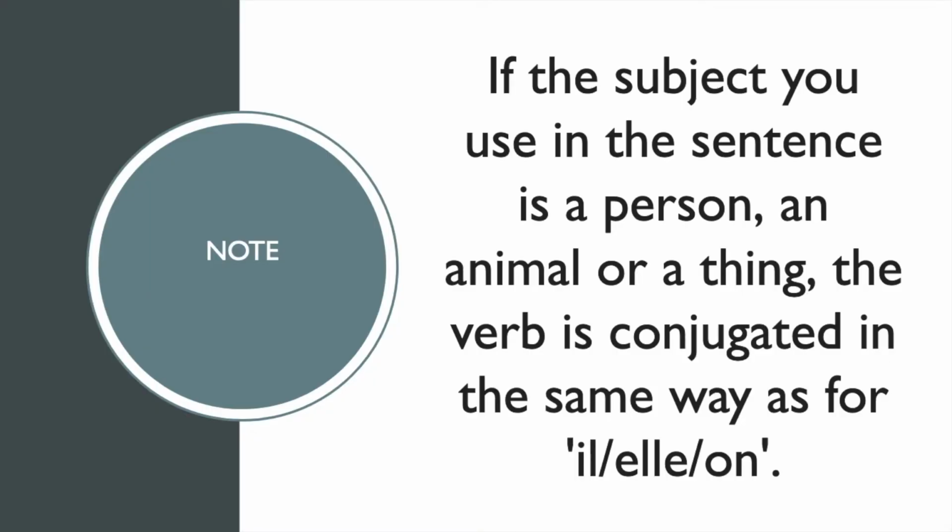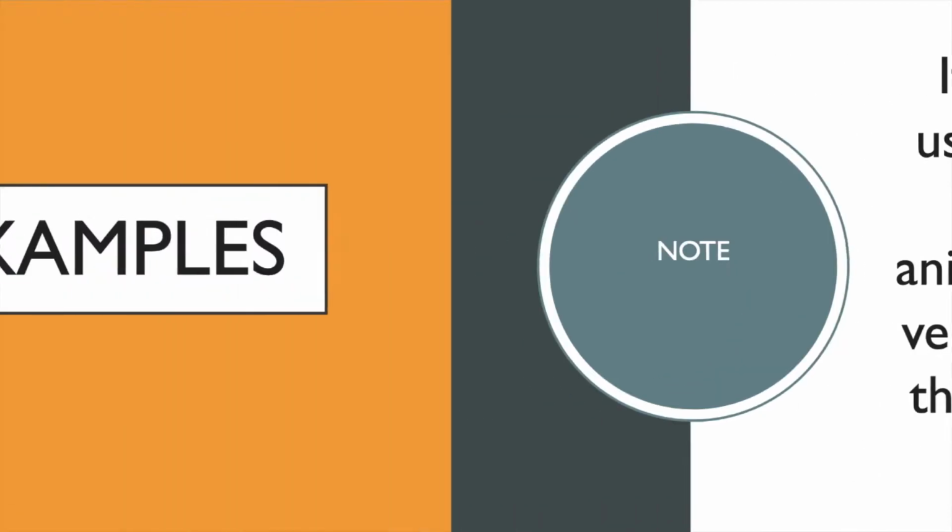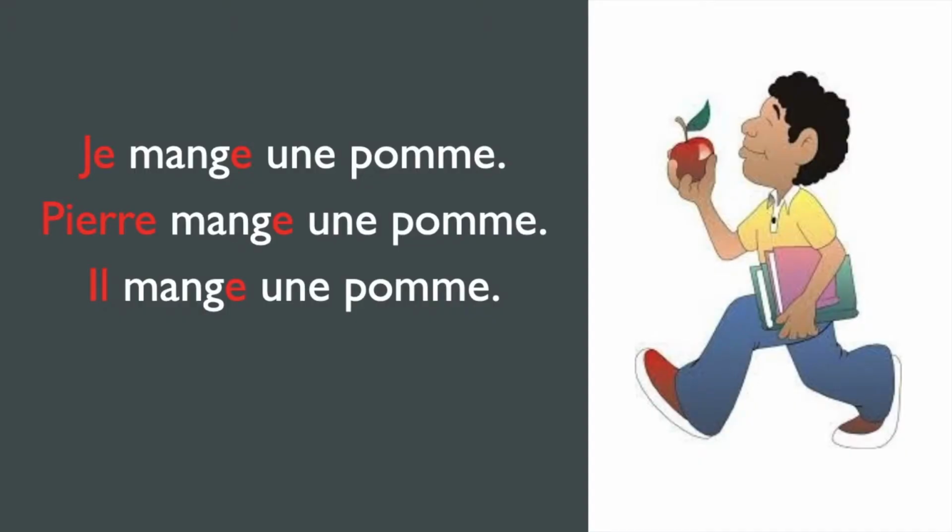Now, let's note that if the subject you use in the sentence is a person, an animal, a thing, the verb is conjugated exactly in the same way as for il, elle, on. And for that, we're going to look at a few examples. Here you have je mange une pomme, Pierre mange une pomme, il mange une pomme. Now, in the first sentence, this is first person. In the second and third examples, we have third person. Pierre is a noun, and the ending is exactly the same as for il. It's an E.